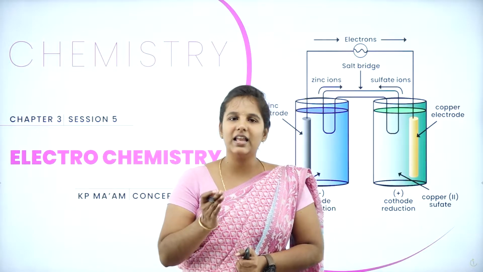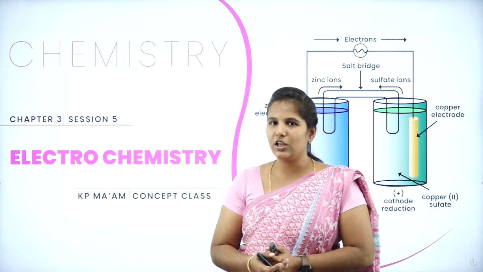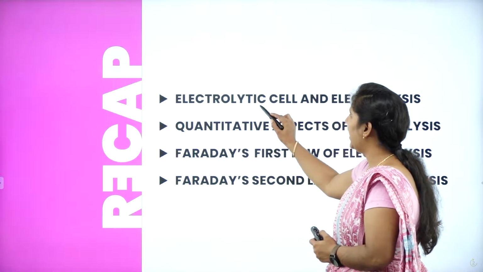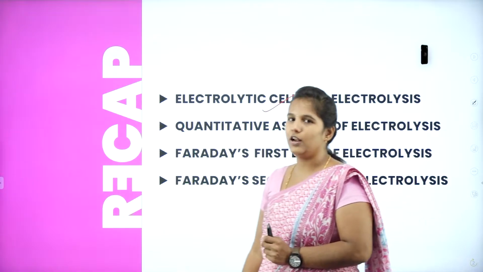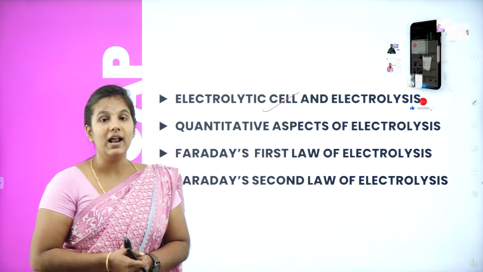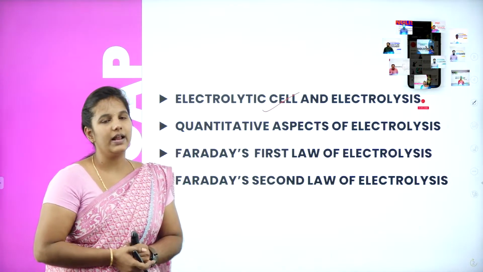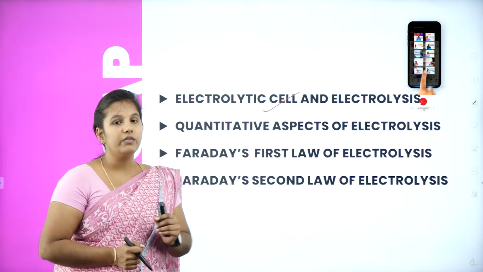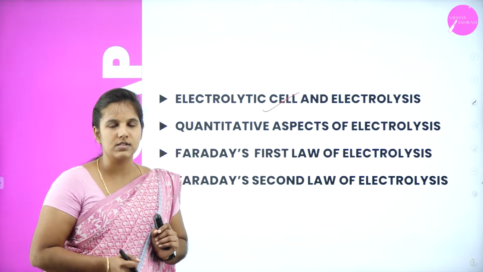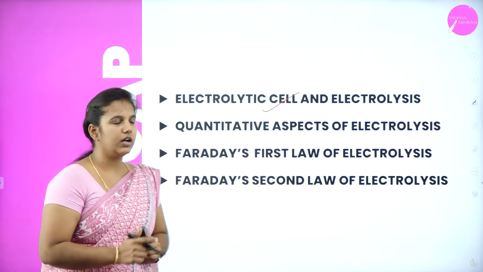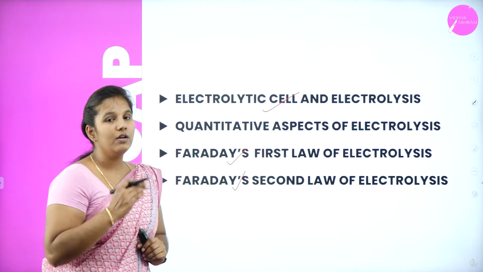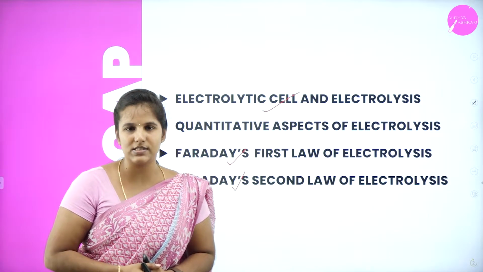My dear students, in our last discussion, we were dealing with the unit called Electrochemistry. Under that, we have studied about the electrolytic cell and electrolysis. So, we have understood what the electrolytic cell is and how electrolysis takes place. In addition to that, we also discussed the quantitative aspects of electrolysis. Under that, we studied Faraday's first law of electrolysis and also Faraday's second law of electrolysis.